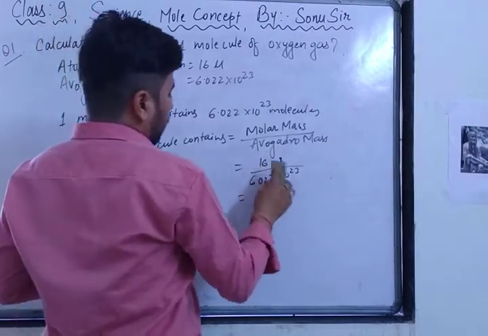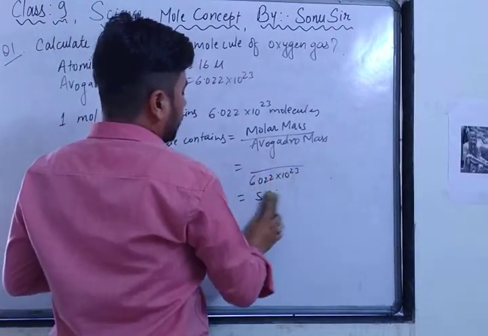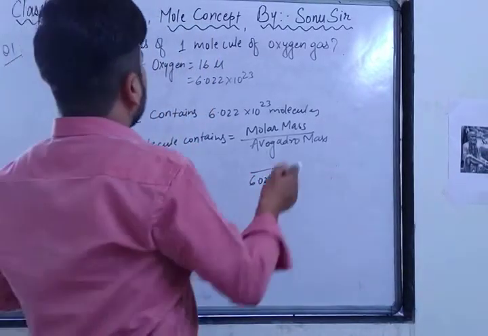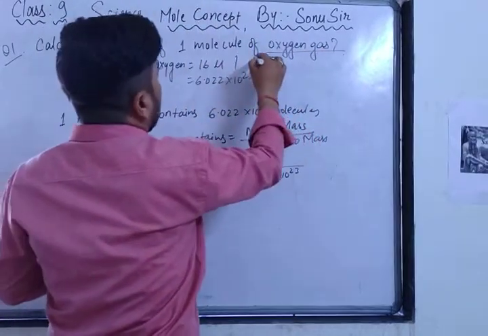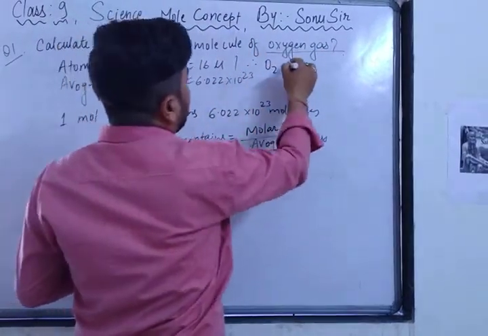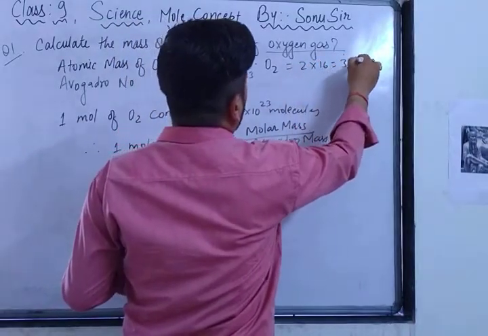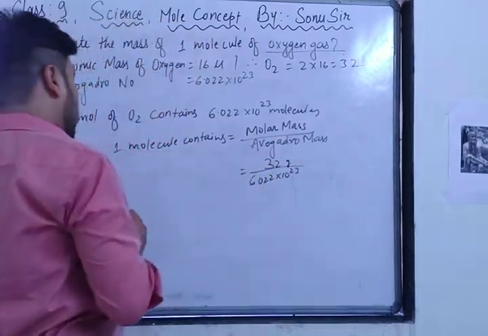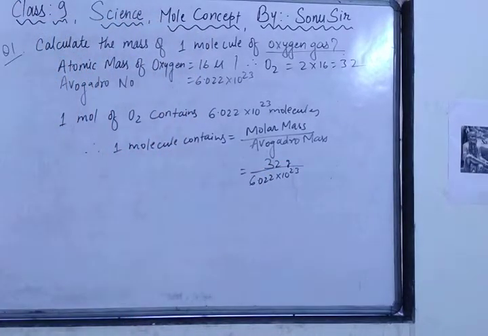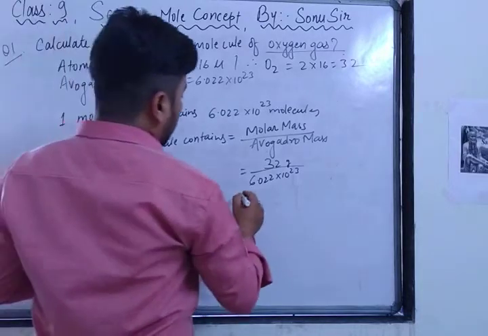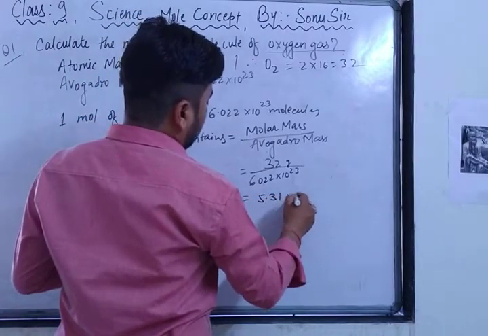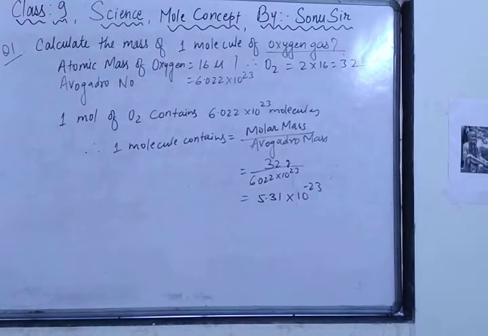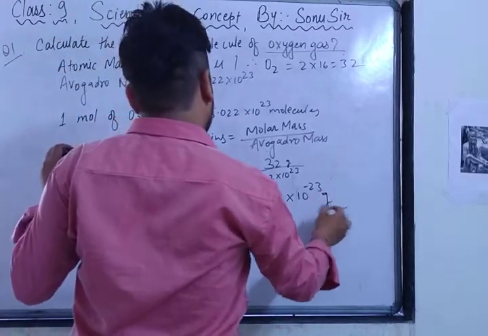Here one more thing I just want to ask you, that suppose the question is about oxygen gas, right? Atomic mass of oxygen is equal to 16. Therefore O2, oxygen is a gas. So 2 into 16 is equal to 32. So what will be the molar mass here? 32 gram. So as we divide 32 by 6.022, what will be our answer? 5.31 into 10 to the power minus 23 gram. So this is our answer.